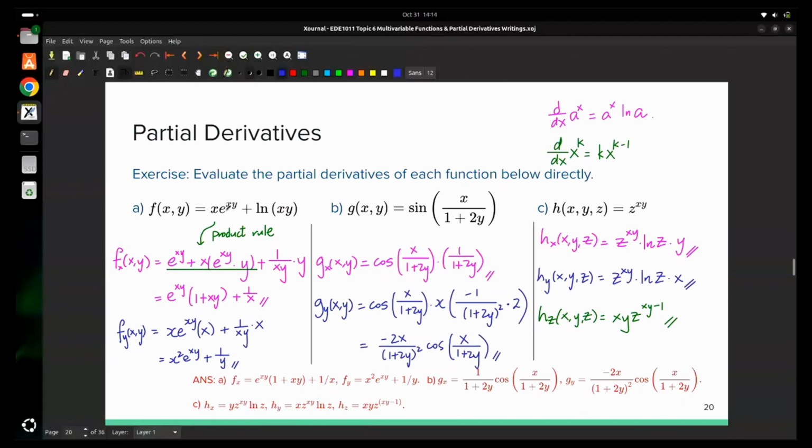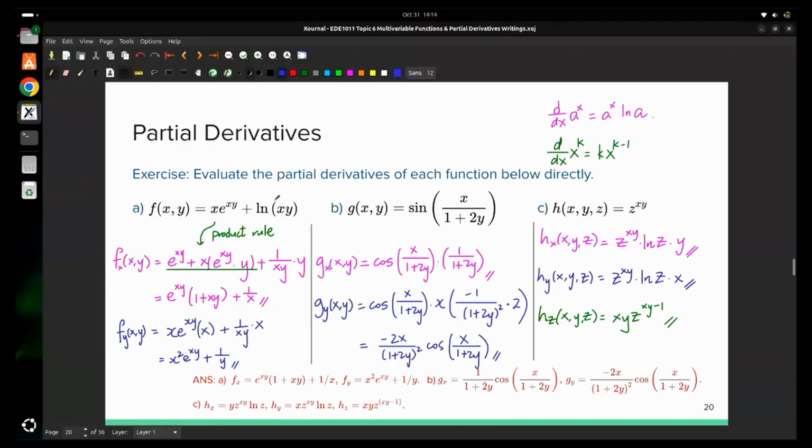So you get e to the xy. Next, you multiply by the derivative of the exponent, xy. But y is a constant, so it's like differentiating kx, so you get k, right? It's just that the k is y here. So you chain rule down the constant y. This is the product rule when you differentiate the first term.